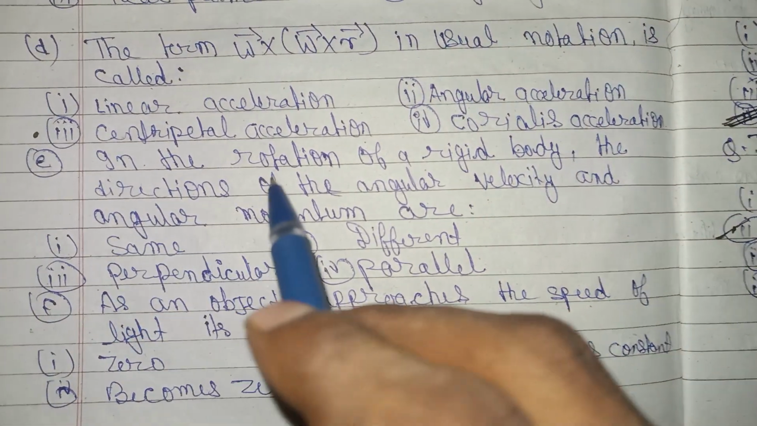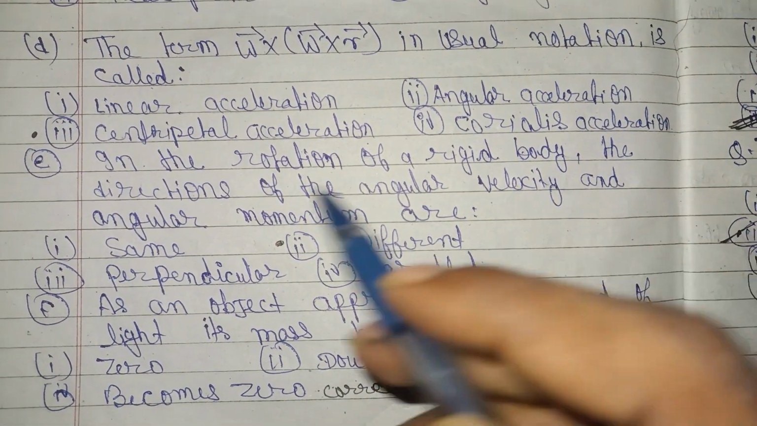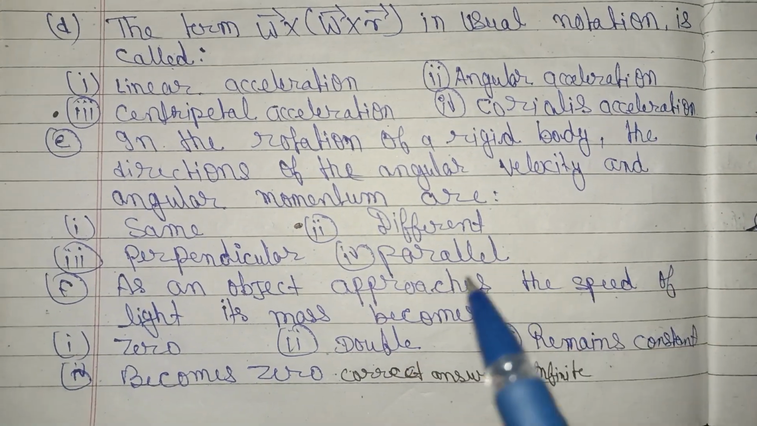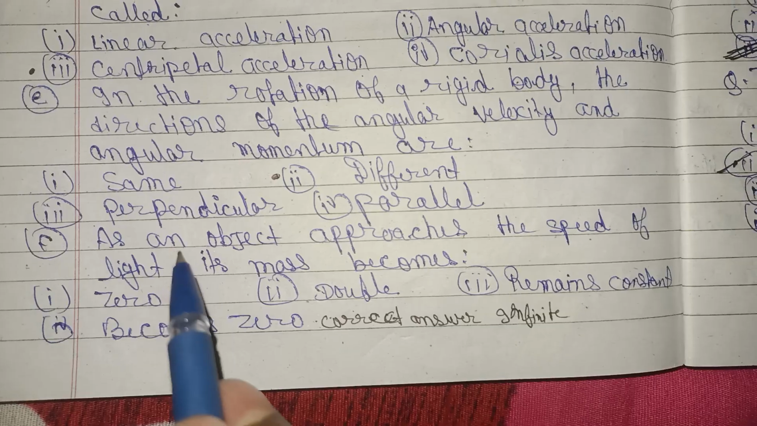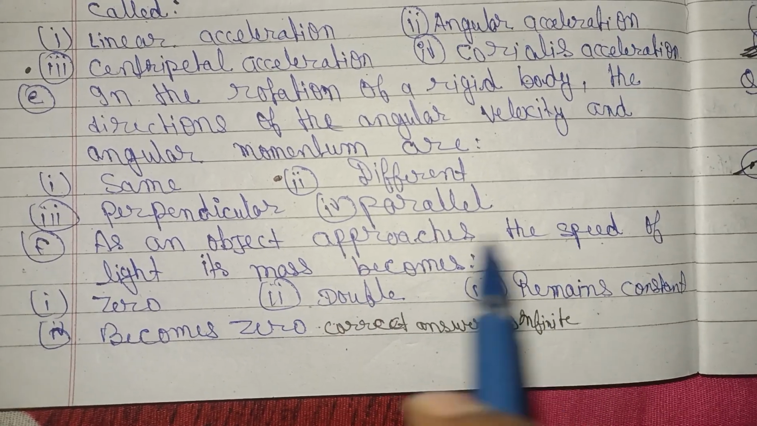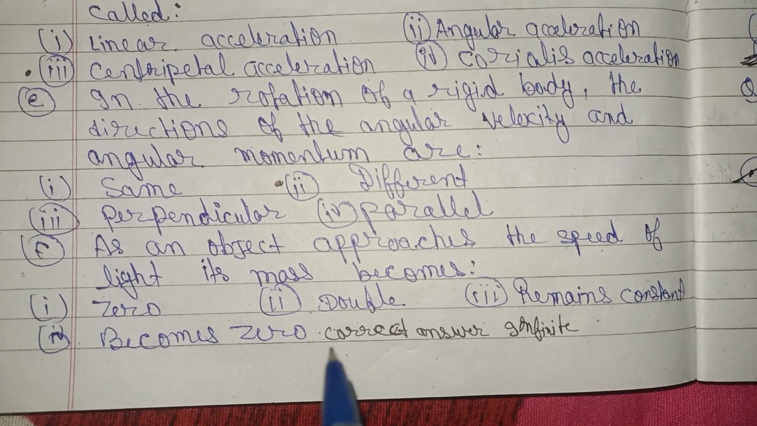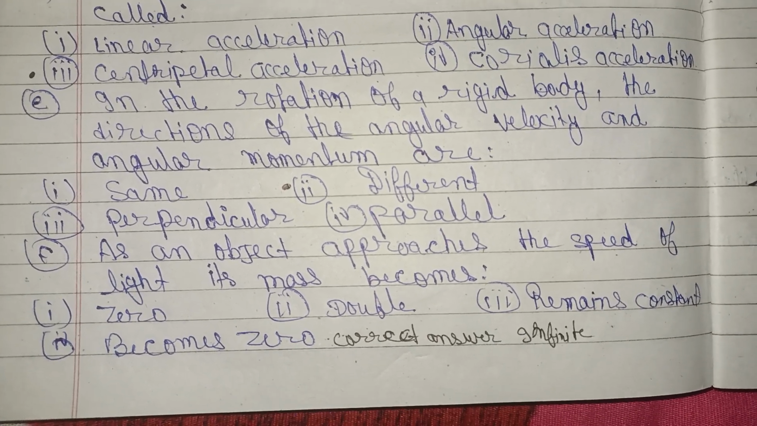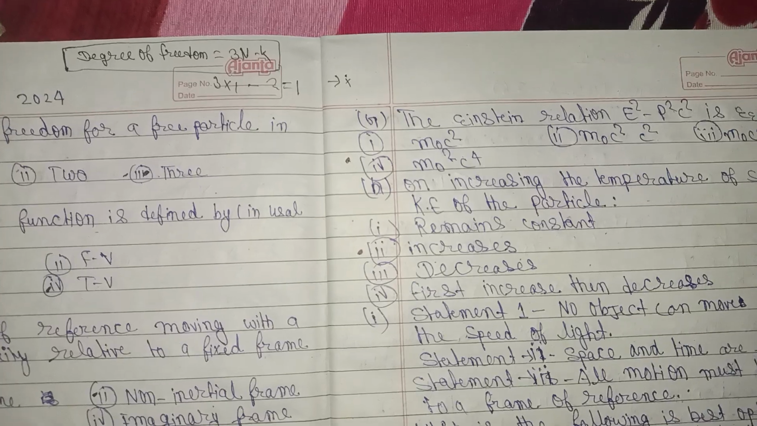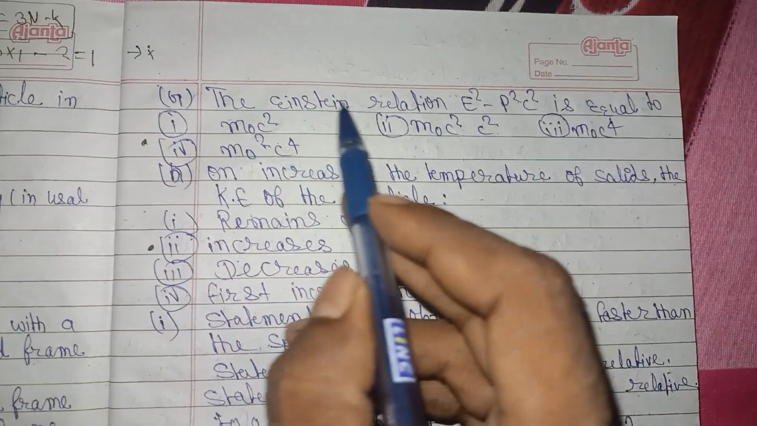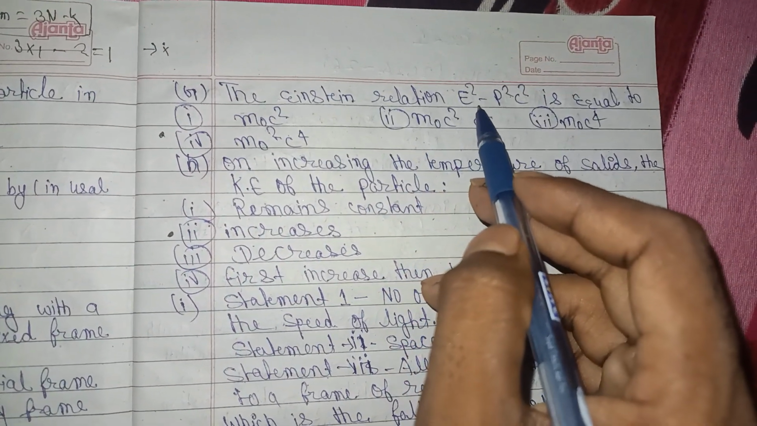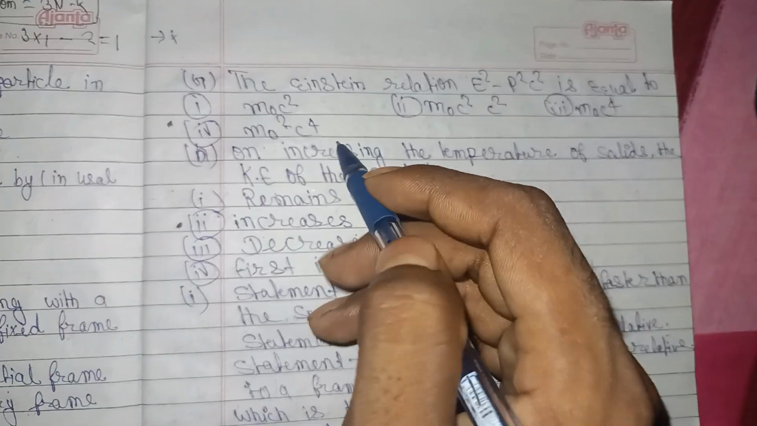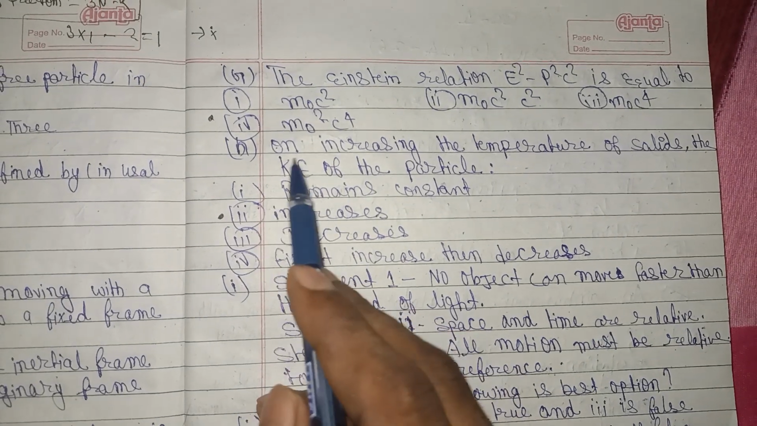Question number E. In the rotations of a rigid body, the direction of the angular velocity and the angular momentum are different. Question number F. As any object approaches the speed of light, its mass becomes, so the correct answer is infinite. Infinite means becomes 0. Question number G. The Einstein relation E square minus P square C square is equals to m0 square C power 4. Question number H.